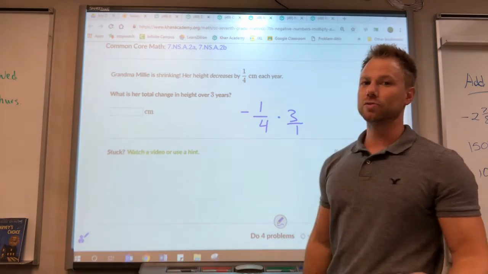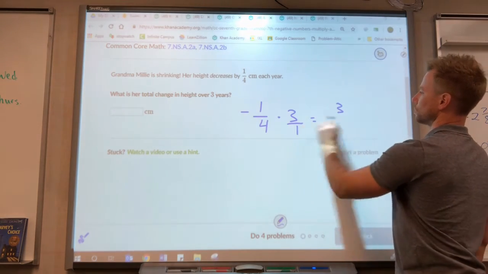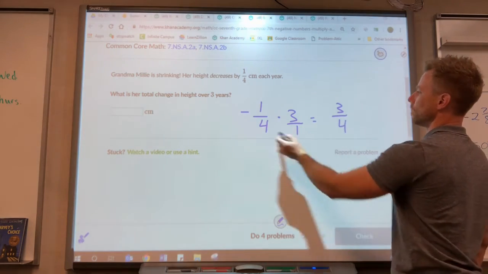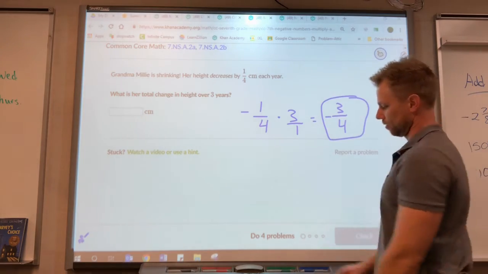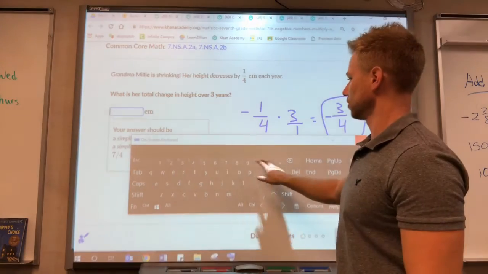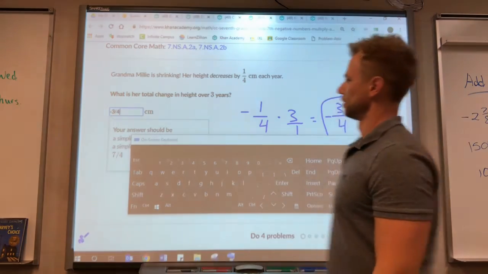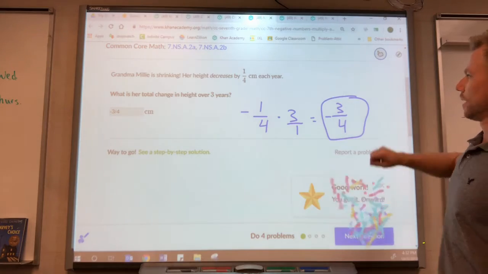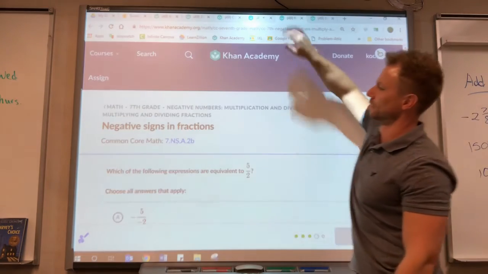When you multiply, you do not need a common denominator. So that just gives us 1 times 3 is 3, 4 times 1 is 4. A negative and a positive makes a negative. So we get -3/4 is how much she shrinks over 3 years. Kind of a little weird to think about. Kind of a strange problem, but we did our math correct.